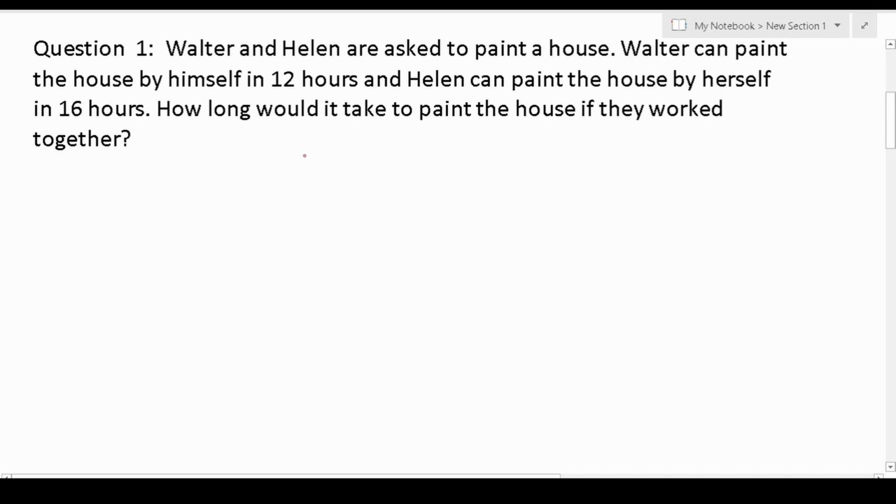So as I mentioned, the very first thing I'm going to do is write down that generic formula. That is, I'm going to write down T over A plus T over B equals 1. In this case, it should be obvious that A and B refer to the times it takes each person to paint the house by themselves. So I'm going to let A refer to Walter and B refer to Helen. And as we can see in this problem, Walter takes 12 hours to paint the house and Helen takes 16 hours to paint the house. So let's plug those in for A and B.